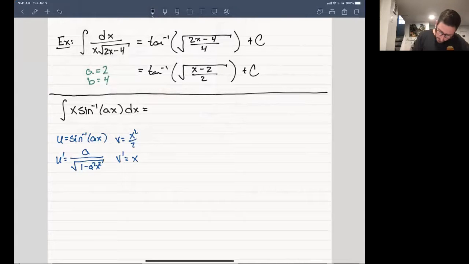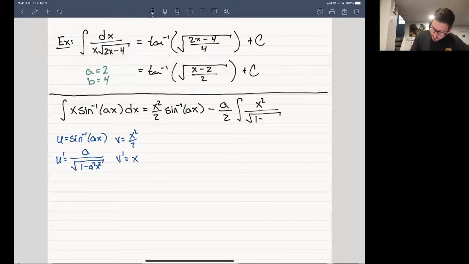Well, here now I get x squared over 2 sine inverse of ax. So this is just using integration by parts. This is u times v, and then minus. Now, an a comes down front, it's a constant. A 2 comes down front from the x squared over 2 term. And we have the integral of u prime times v. So this is x squared divided by the square root of 1 minus a squared x squared dx.